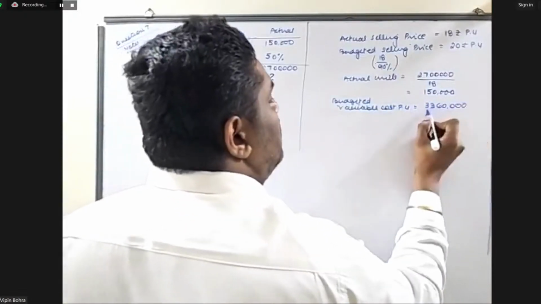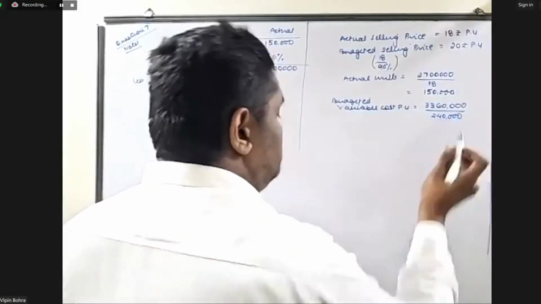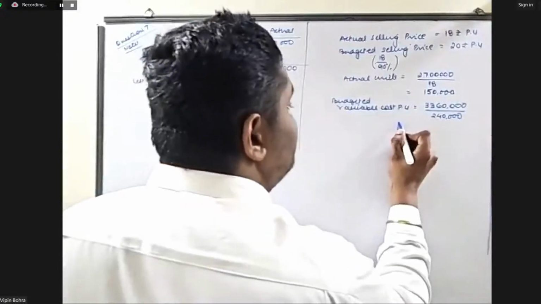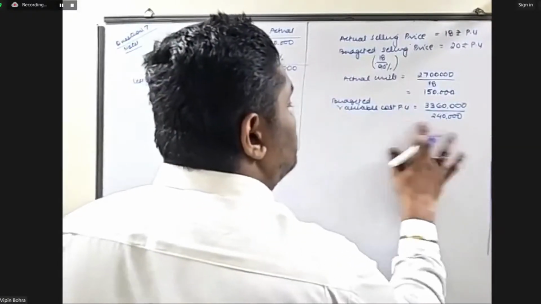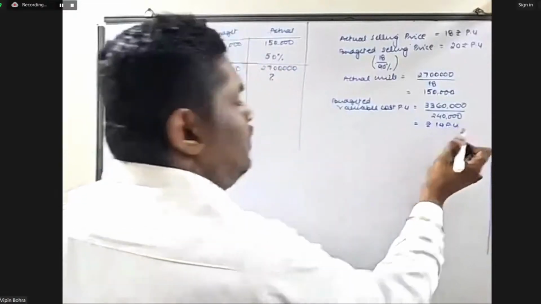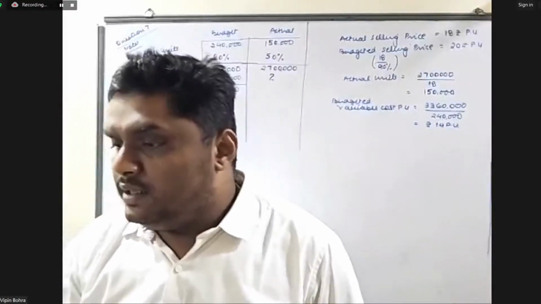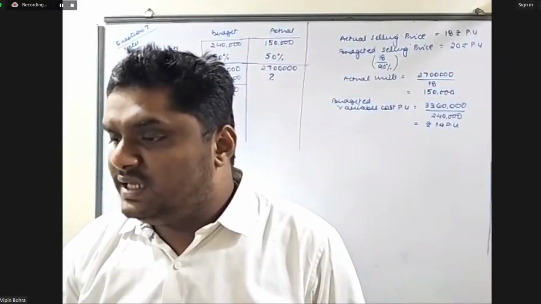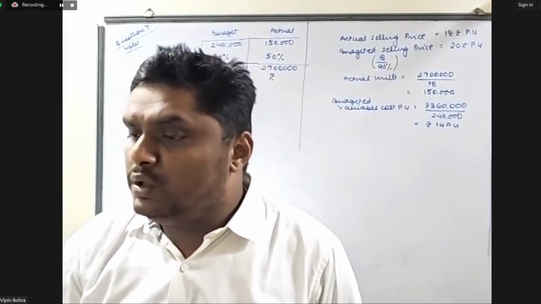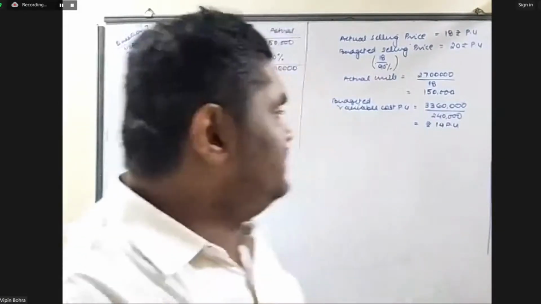₹33,60,000 divided by my number of units, that is 2,40,000. So this is rupees 14 per unit. Now herein in this question it is given that the sales value at this level was rupees 27 lakh. Sorry, due to reduction in production, the actual variable cost went up by 5%.